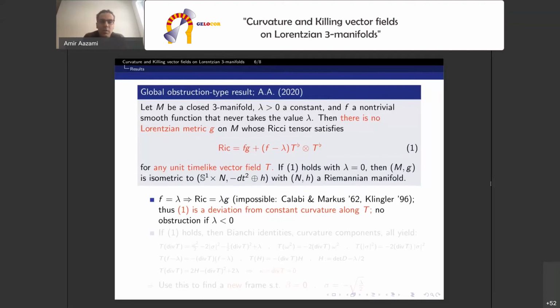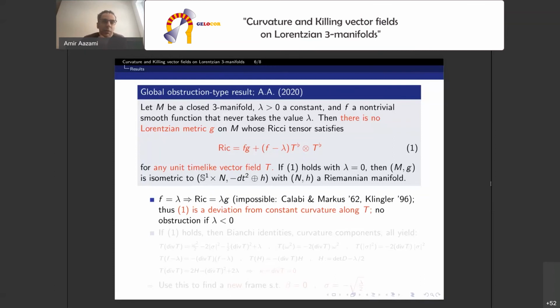And so this result is basically saying that even if you deviate from the constant curvature condition along the direction T, even that's not allowed. Even that's prohibited in dimension 3 in this form. And I'll just point out there actually is no obstruction if lambda is negative. You can actually write down examples on the three-sphere where the Ricci tensor behaves like this for a choice of time-like vector field T.